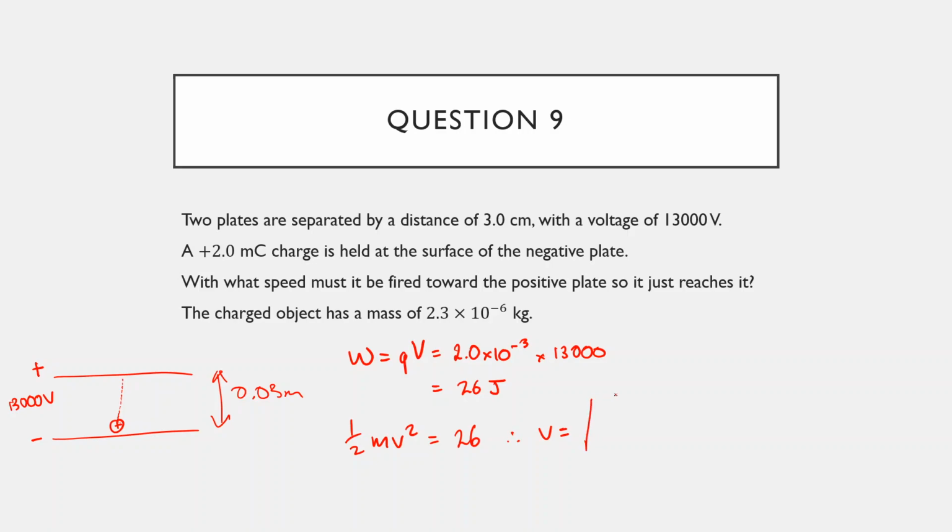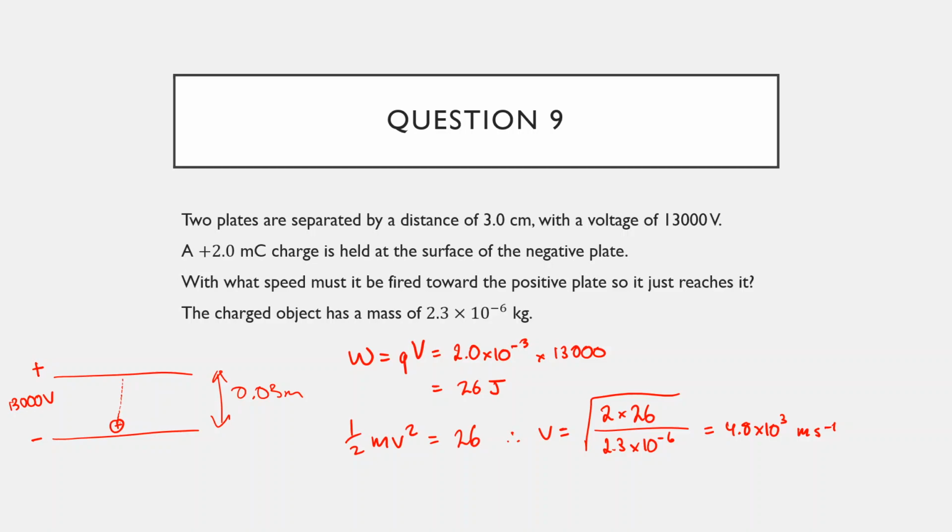And so the velocity required is just us rearranging this. So it's going to be the square root of 2 times 26 divided by the mass of this charge, which is 2.3 times 10 to the negative 6 kilograms. And that gives you a value of around 4.8 times 10 to the 3 meters per second. Okay, so it needs that much speed to begin with in order to just make it across to the other side.